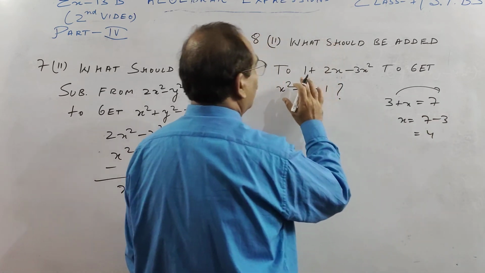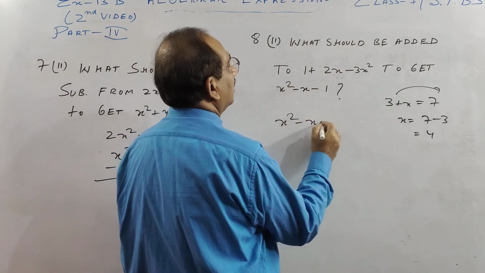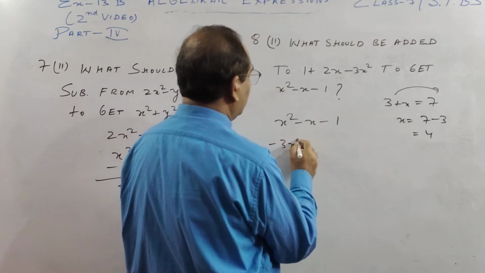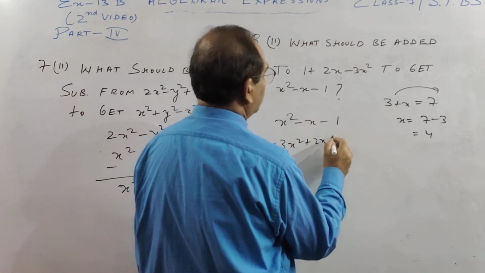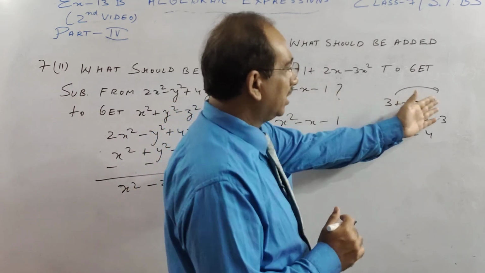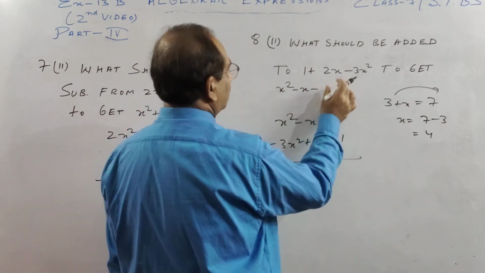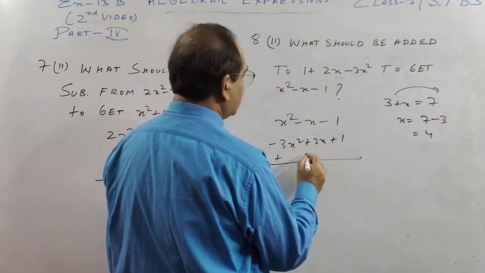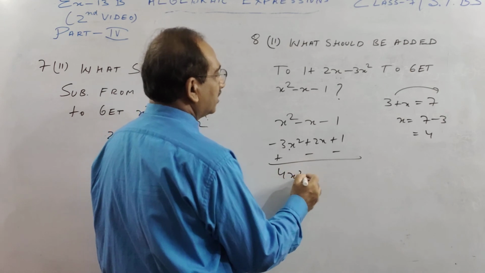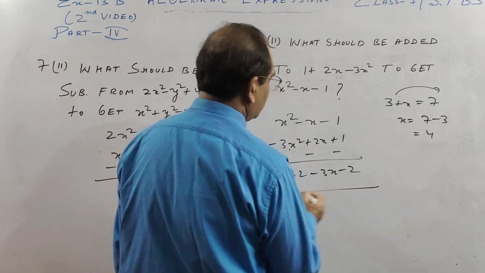So what should be added to this to get this? This minus this will be our answer. So we write this minus, and here again I change the order, check, this comes here, plus 2x plus 1. What should be added to 3 to get 7? It is 7 minus 3. 4 has to be added to get this. So this minus this. Finally we change the sign, children. This becomes plus 3x, 4x square minus minus, minus 3x minus 2.